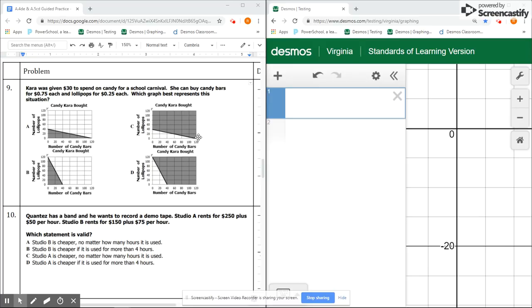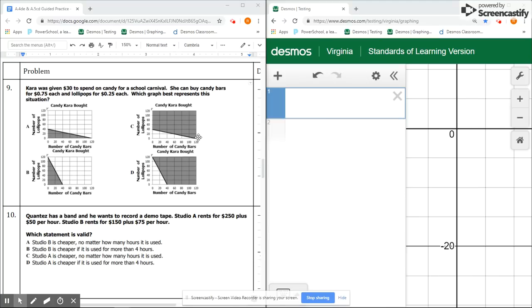Number 9, Kara was given $30 to spend on candy for her school carnival. She can buy candy bars for 75 cents each and lollipops for 25 cents each. Which graph best represents this situation? Okay, now we have to think about how we can do this, and I don't know. What do you think? How can we do it?